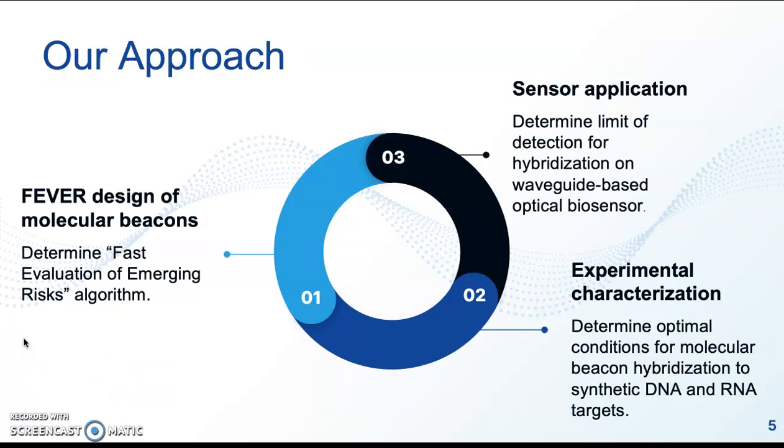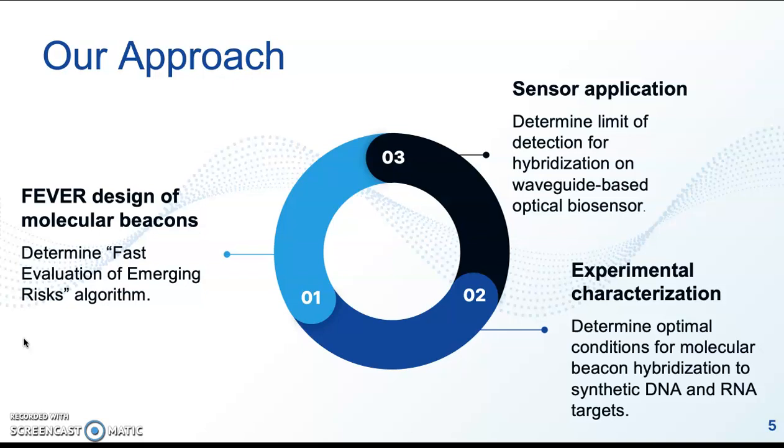Our approach takes the concepts of molecular beacons and applies them to our team's waveguide-based optical biosensor. I will delve into each of these parts thoroughly, but first I'll give a quick overview. Our theory team designed an algorithm called Fast Evaluation of Emerging Risks, or FEVER, that aligned every known sequence of influenza A and B and gleaned several molecular beacons that contained consensus sequences of a well-conserved influenza gene.